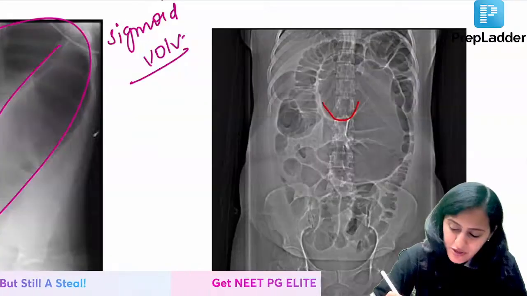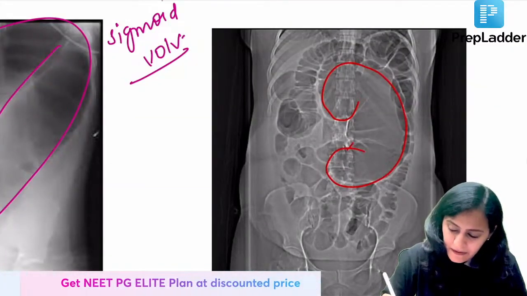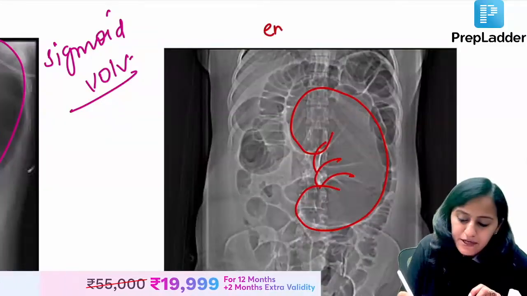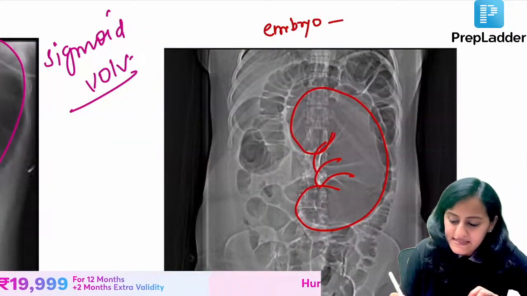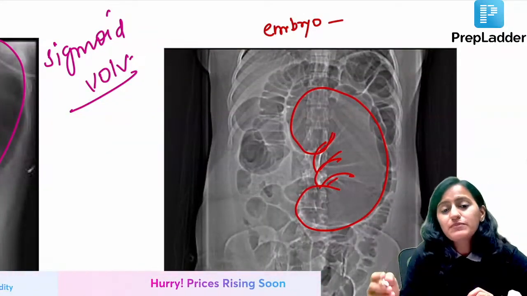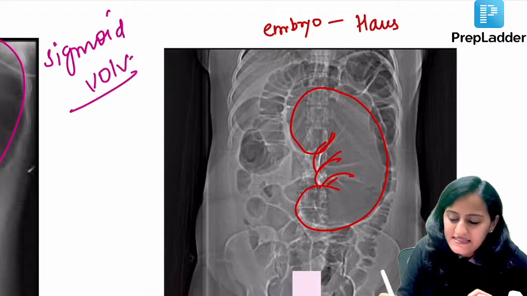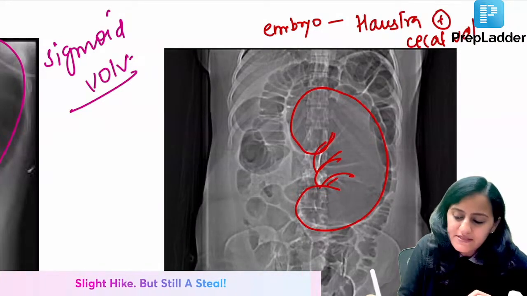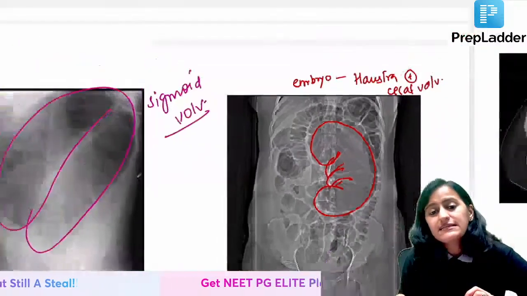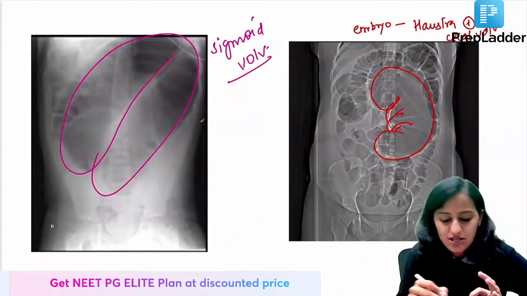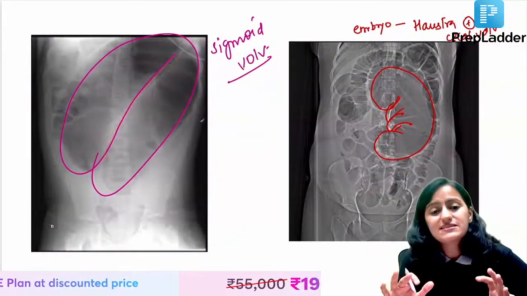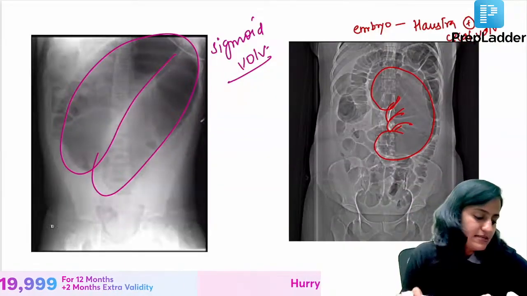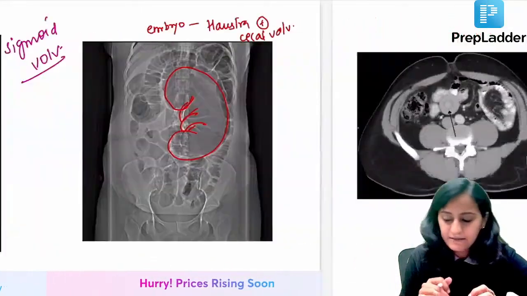What is this image showing here? Something which is looking like an embryo. Hai na? Embryo mein jaise aise aise dikhte hain. So, like an embryo, here the lines represent the haustrations. This is cecal volvulus. Okay, this is cecal volvulus. Remember, cecal volvulus has haustrations present. Sigmoid volvulus does not have haustrations present. Sigmoid volvulus has the coffee bean sign. Okay, that is the coffee bean sign.